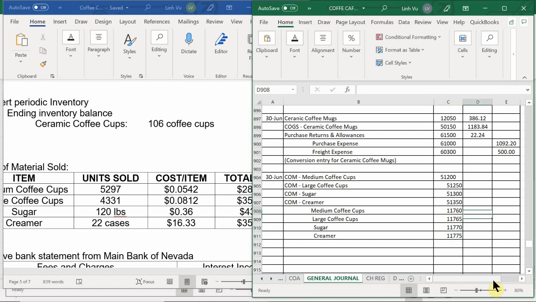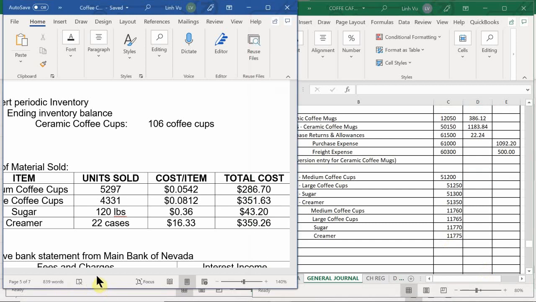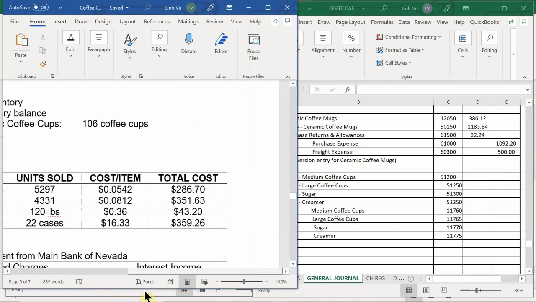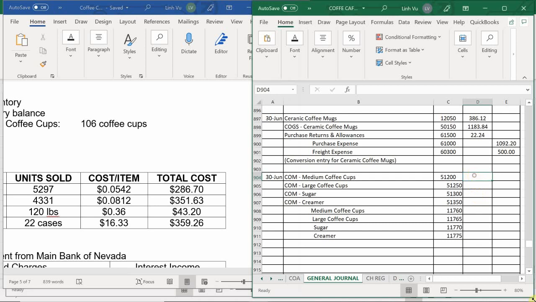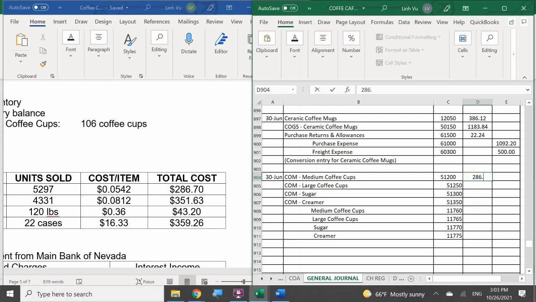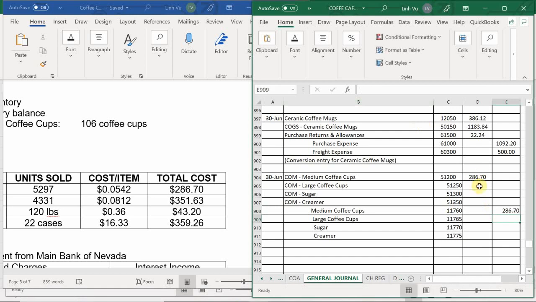So in this case, I've already calculated it for you. When we sold 5,297 cups, it cost me a grand total of 286.70. That's the same amount that we're going to take out from our medium cups. What about my large cups?